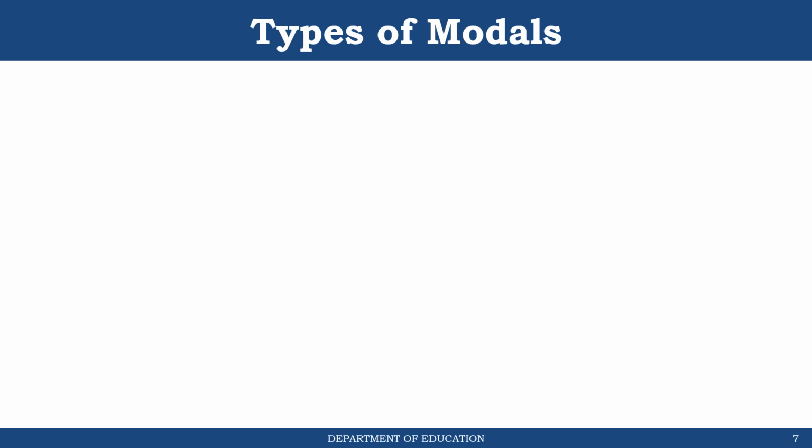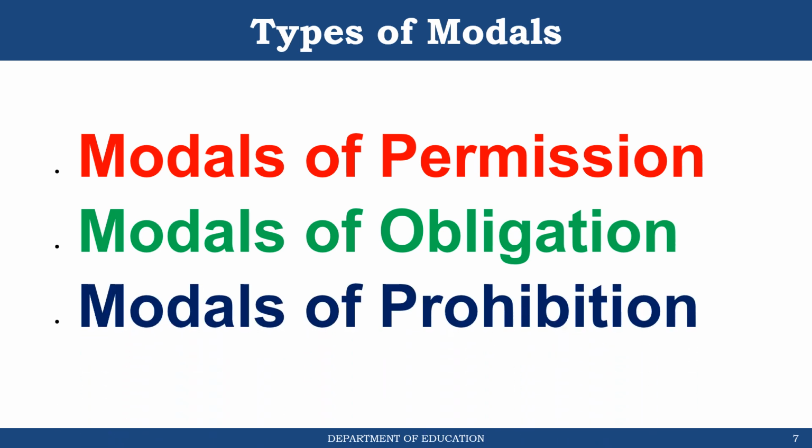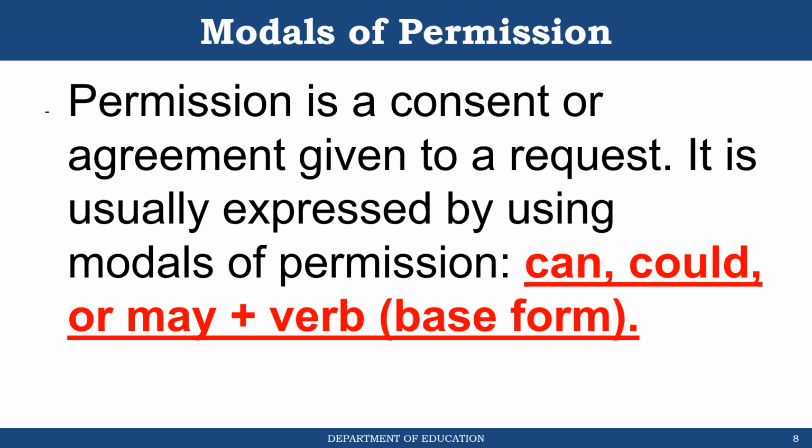There are numerous types of modals, but we will just be dealing with its three main types. We have the modals of permission, modals of obligation, and modals of prohibition. Modals of permission. Permission is a consent or agreement given to a request. It is usually expressed by using modals of permission such as can, could, or may, plus the base form of the verb. These modals will help you win someone's consent to do something. Remember, modal is always accompanied with the base form of the verb.